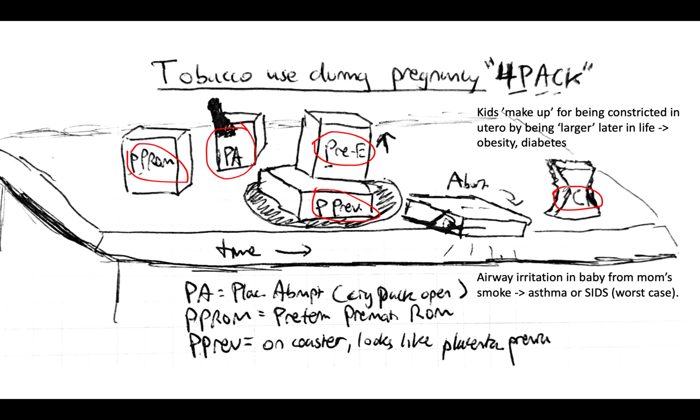The other major factor that can affect kids is the development of asthma, or SIDS. And if you think about it, smoking causes airway irritation in mom as well as in baby, and this can lead to asthma in baby. And asthma is characterized by a reversible constriction of the airway. It can also lead to SIDS, or sudden infant death syndrome.